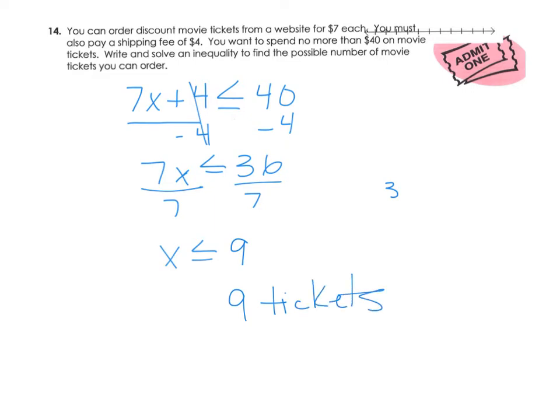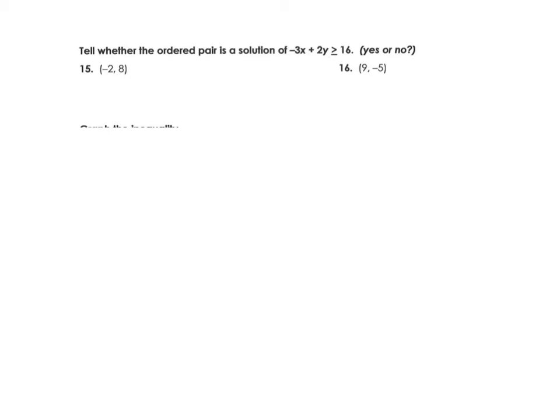All right. Number 15, tell whether it is a solution. So our 2 is our x, our 8 is our y. So I would have negative 3 times negative 2 plus 2 times our y, which is 8, is greater than or equal to 16.